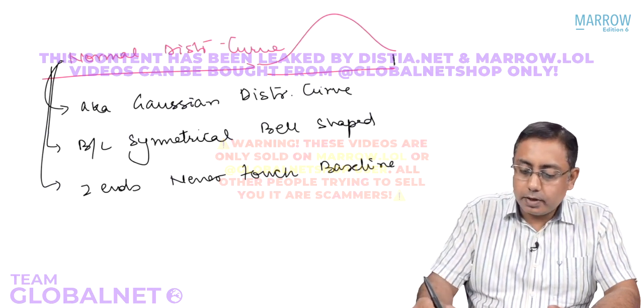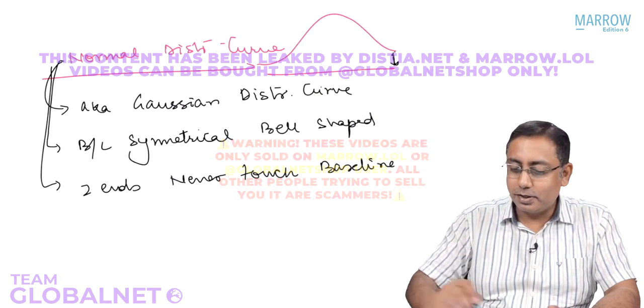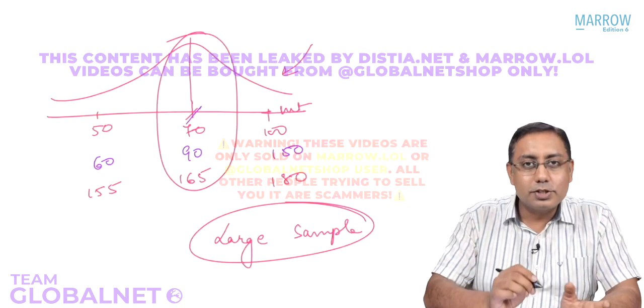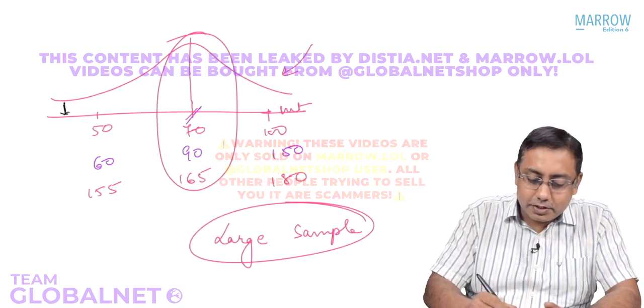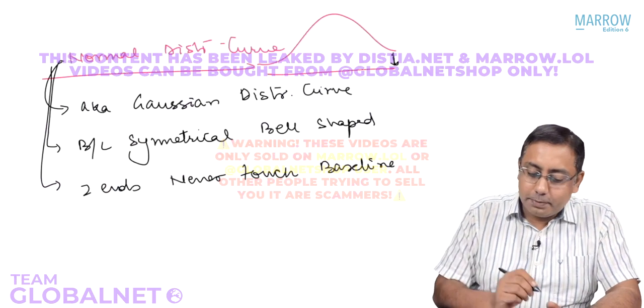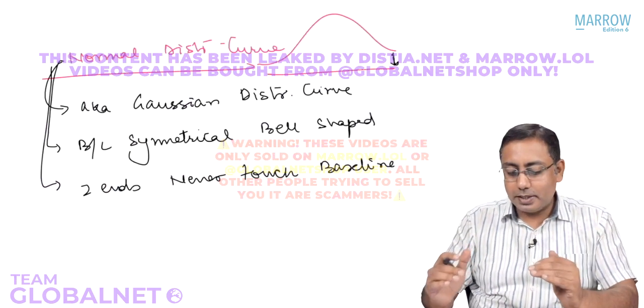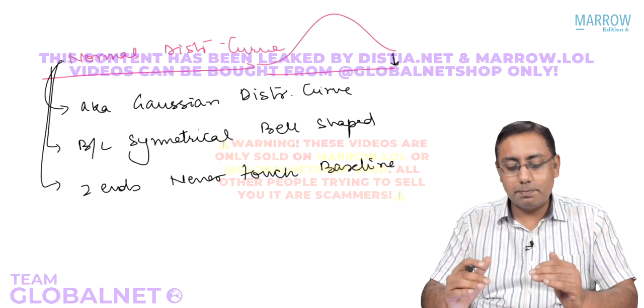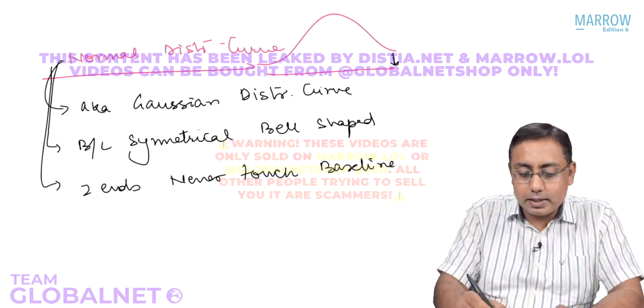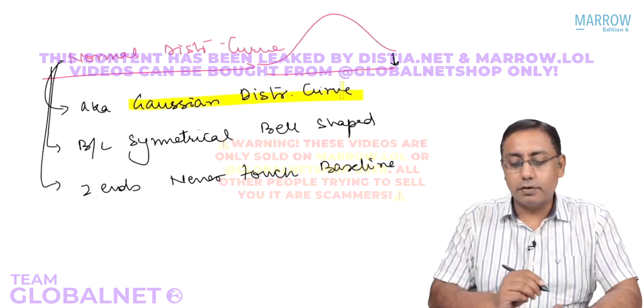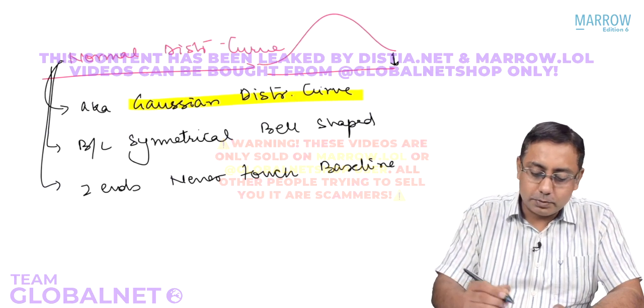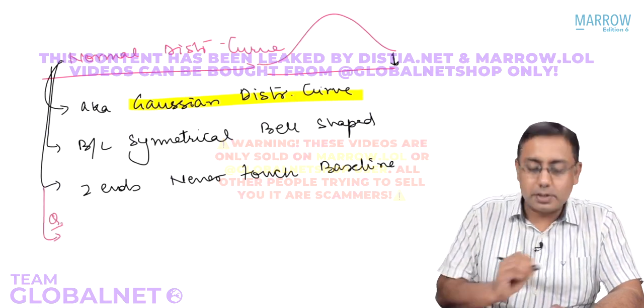Can you see that? It has never touched the baseline in the normal distribution curve. In the previous one also, can you see that it has never touched the baseline? Right? So please remember the two ends will never touch the baseline. It's a bilaterally symmetrical bell-shaped curve, also called the Gaussian distribution curve. This is what a normal distribution curve is. Next MCQ.